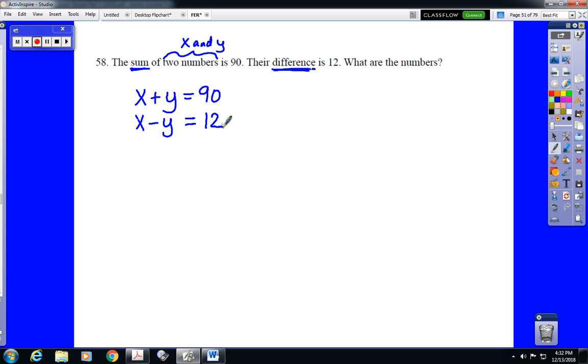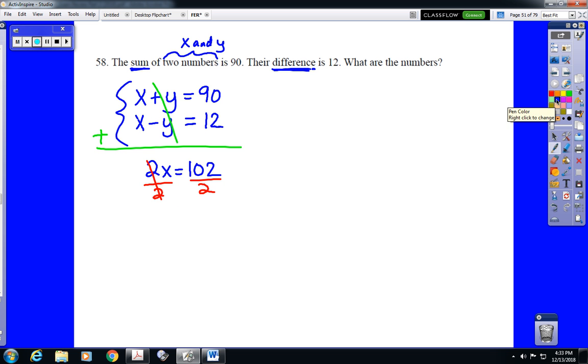What are the numbers? Guys, that's a system of equations. And not only is it a system of equations, it is a system of equations that is already set up for elimination. So we simply add those equations together. The y drops out, and we get 2x equals 102. Divide by 2, and we get that the first number, x, is 51.